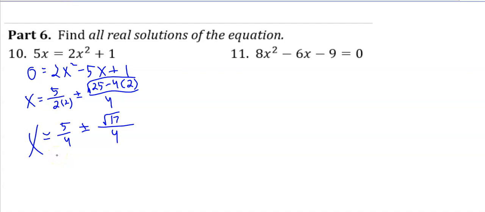This one, let's go ahead and try to complete the square. Let's see, factors of 72 that add to 6.